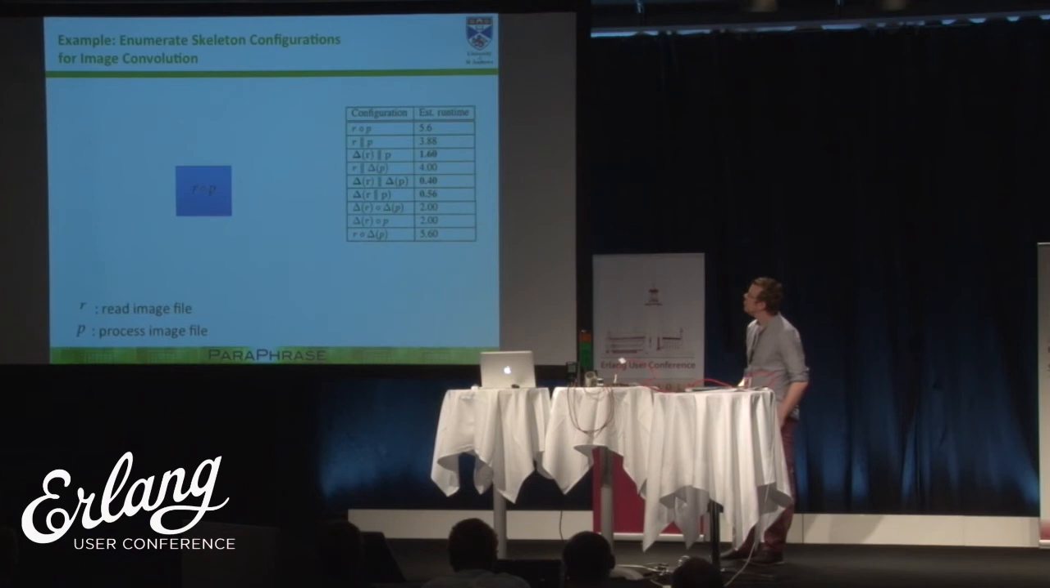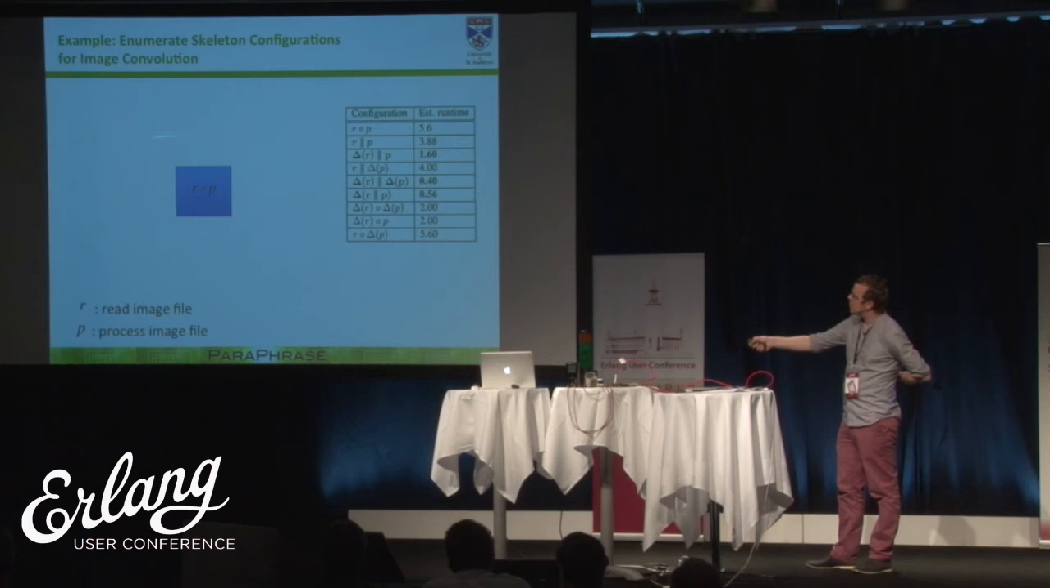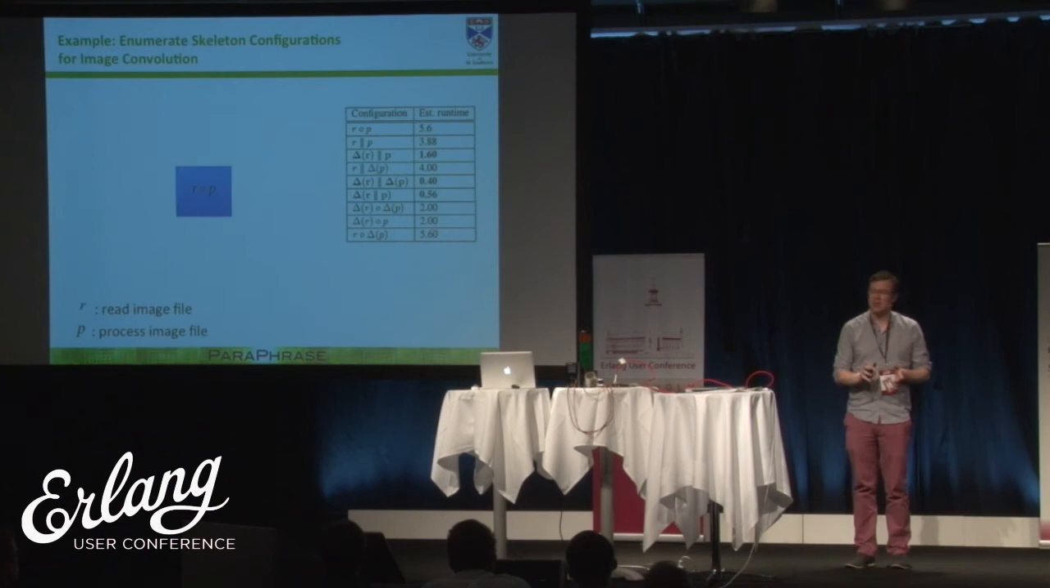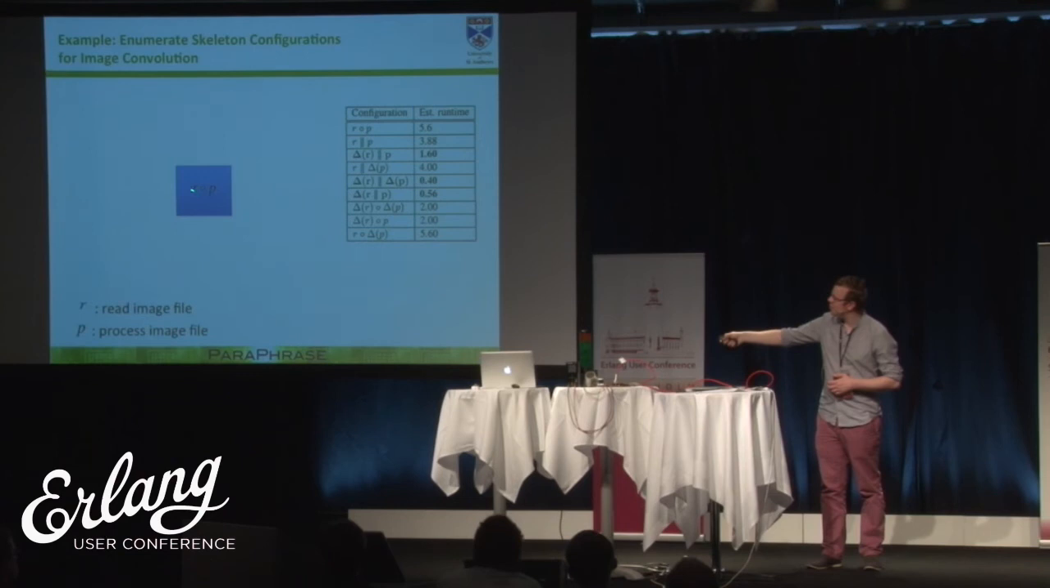So just an example of this static mapping that I've mentioned. This is another example, image convolution. What we have here is only the structure that I'm interested in. We have two stages. We have an R and a P. So we read an image, and then we pass that image to a function that processes it. So it's just a simple composition.